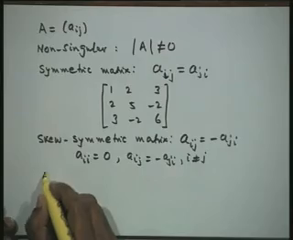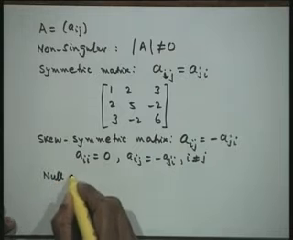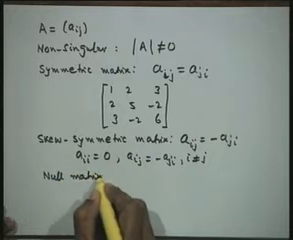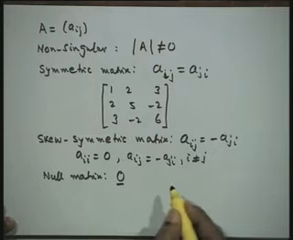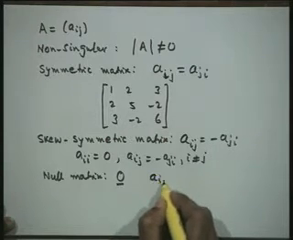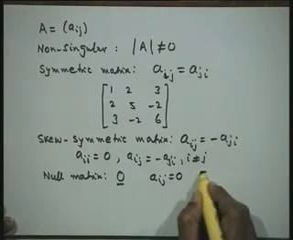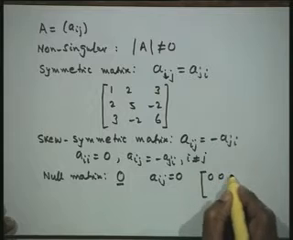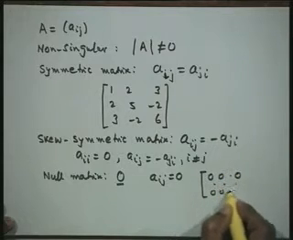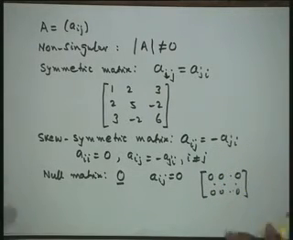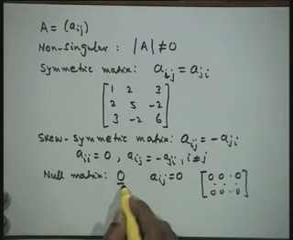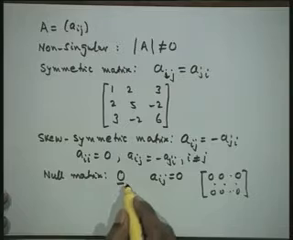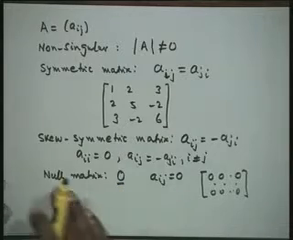Then we define a null matrix as a matrix with all elements 0. So all Aij is equal to 0. So we just have the null matrix as 0 0 0, and so on, 0 0 0 0. If all elements of the matrix A are 0, then we shall say it is a null matrix, and we shall use the notation 0 with an underscore to say it is a vector we are talking of or a matrix we are talking of.